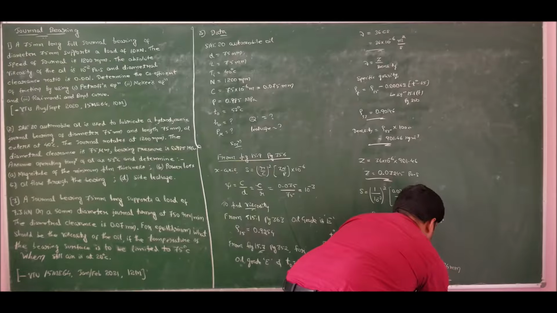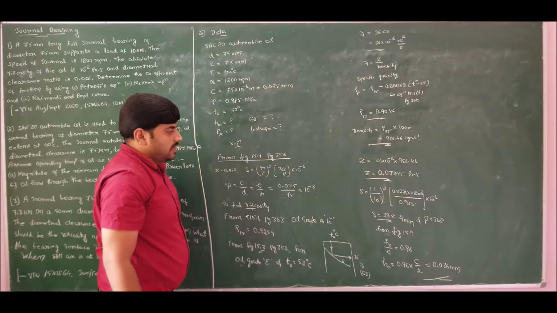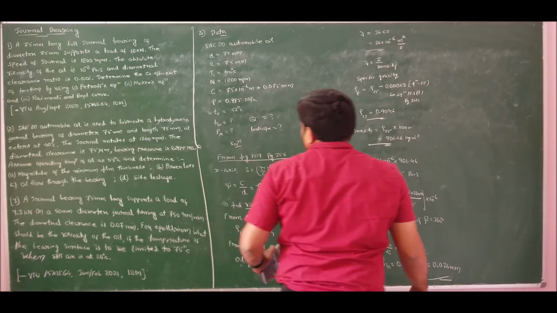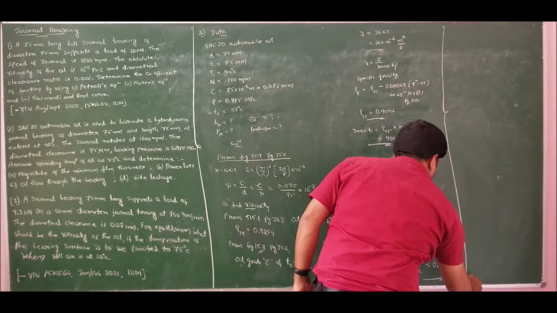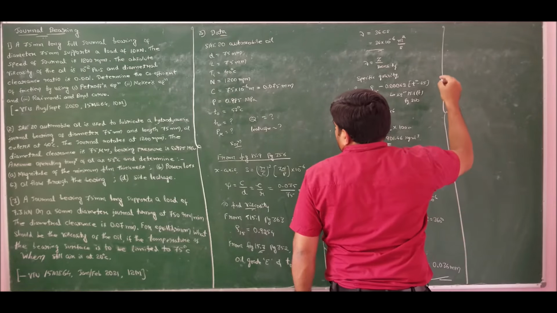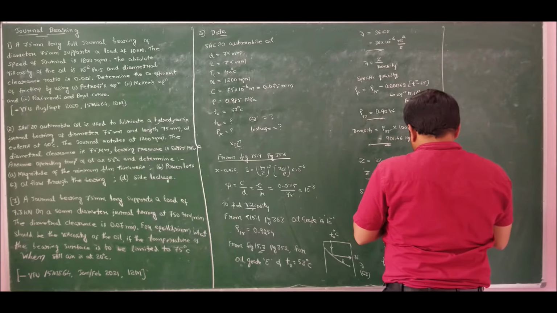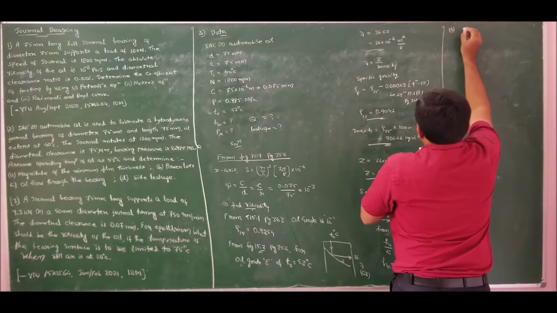0.036 millimeter, which is nothing but 36 micrometers, is the minimum oil film thickness required. So we have calculated the first point that he has asked. Next, moving to find the coefficient of power loss. We have the power loss equation as follows, that is, moving to find the power loss.